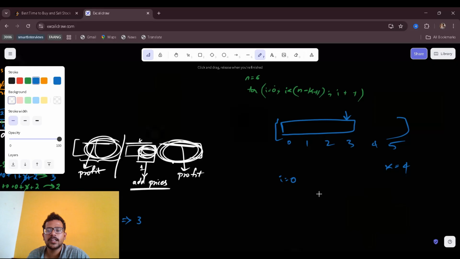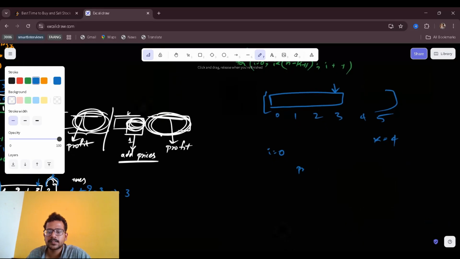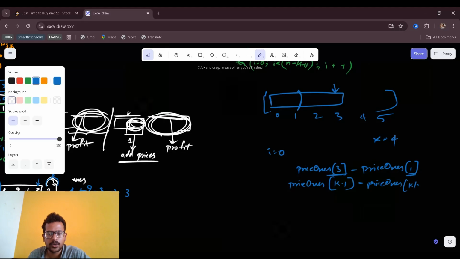I just need price ones of 3 minus what I got till here. Then I can get this, right? So price ones of 3 minus price ones of 1. What is this 3? 3 is nothing but k minus 1. What is this 1? k by 2, 4 by 2 is 2. So price ones of k minus 1 minus price ones of k by 2 minus 1, right? So this is how I get for the profit of ones.